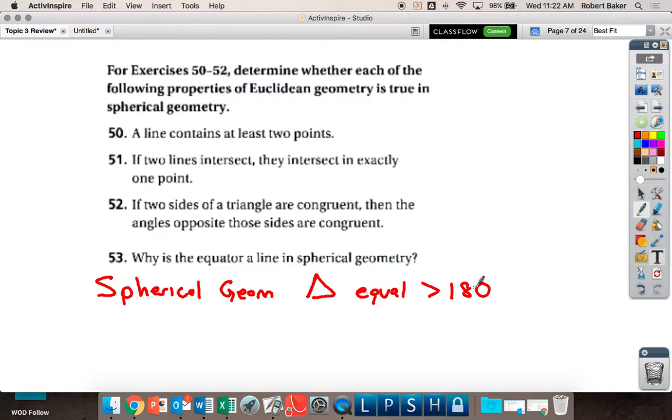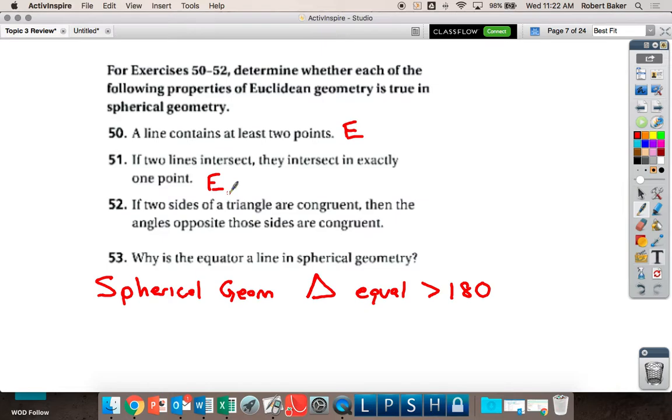Alright? I didn't catch that before I printed it. We can talk about it though. A line contains at least 2 points. Euclidean. That's a Euclidean geometry deal. I would argue that would also be spherical geometry, but go with it. If 2 lines intersect, they intersect at exactly 1 point. Euclidean. It's also Euclidean geometry.